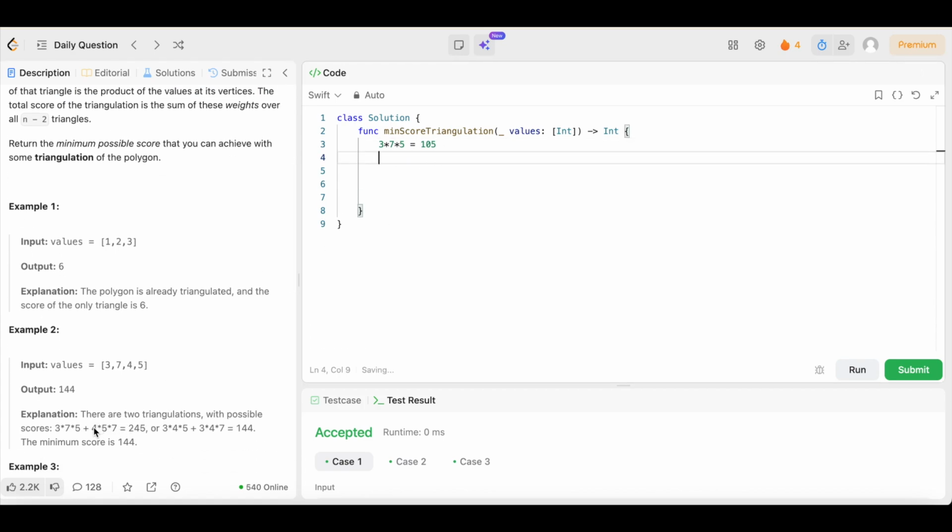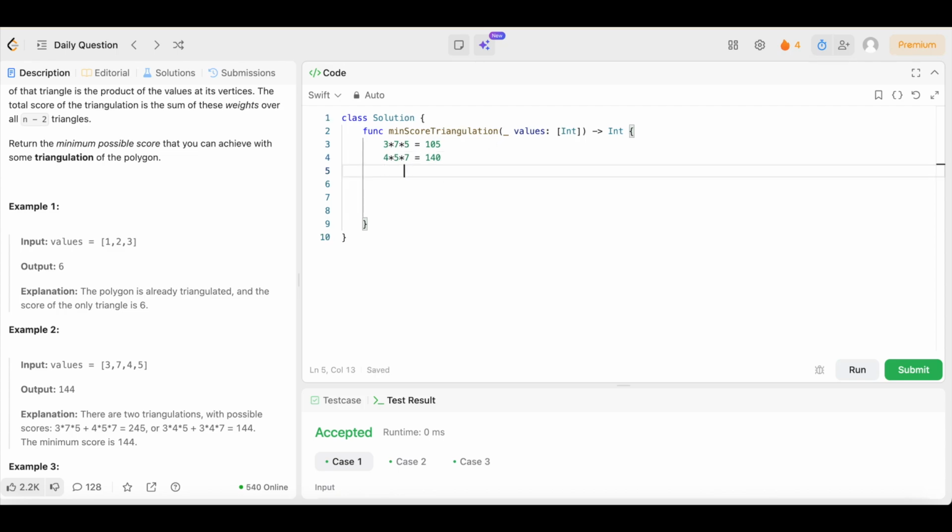Then we have another triangle, 4, 5, and 7. To find the weight of that, we do 4 times 5 times 7, which is going to equal 140. Then when we add those two together, we get 245. That's where this comes from.